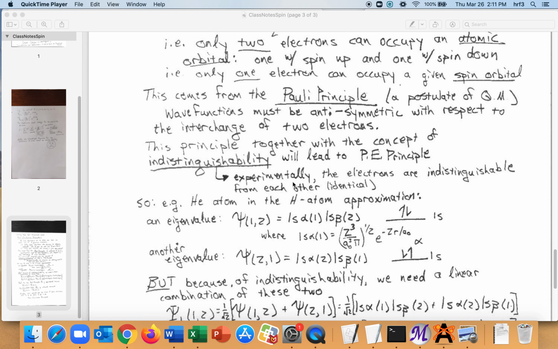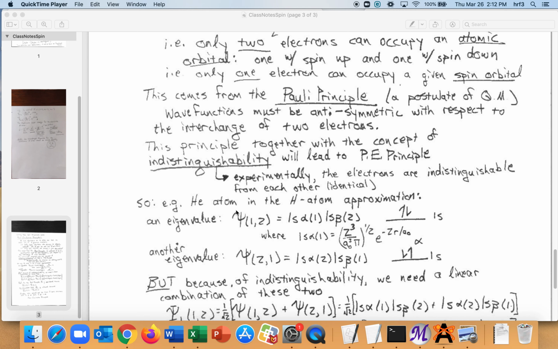Experimentally we know that all electrons are the same. They're indistinguishable from each other. So we can't say, look at the first electron compared to the second electron. They have to be equivalent to each other. And believe it or not, this has implications for how the model works out, and it leads us to the Pauli exclusion principle. So let's look at an example.